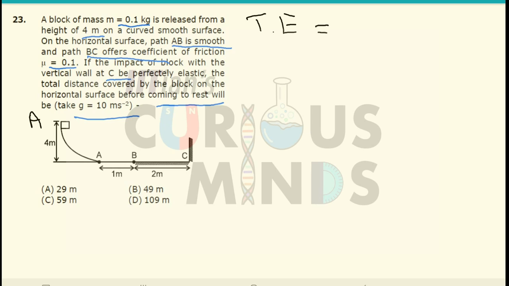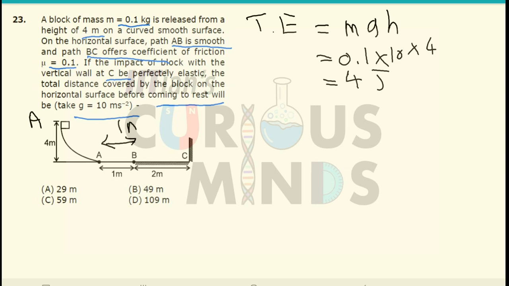So total energy at point A will be equal to mgh, where m is 0.1, g is 10, and the height is 4. So it will be equal to 4 joules. From point A to B, it travels a distance of 1 meter.